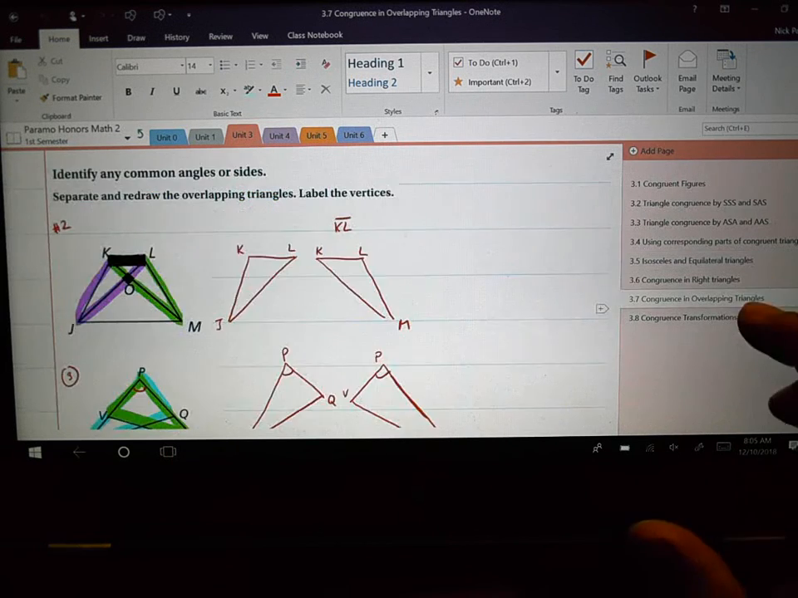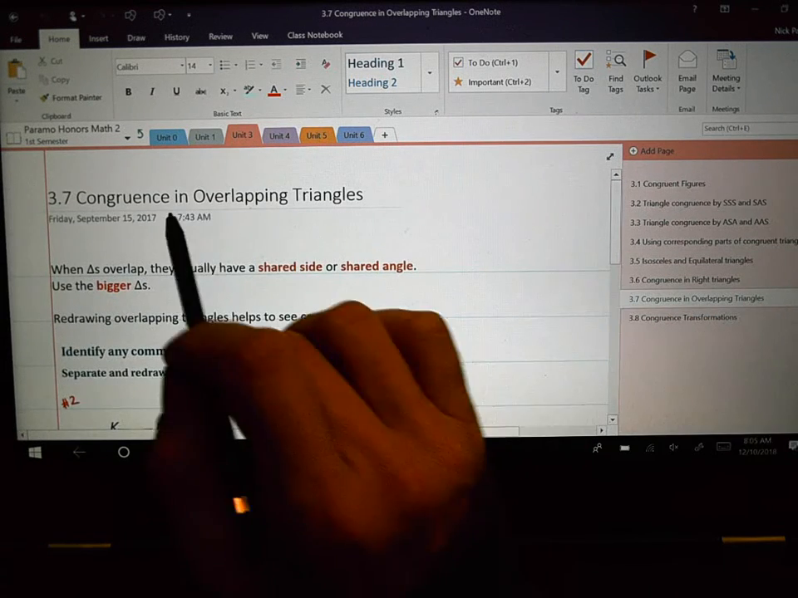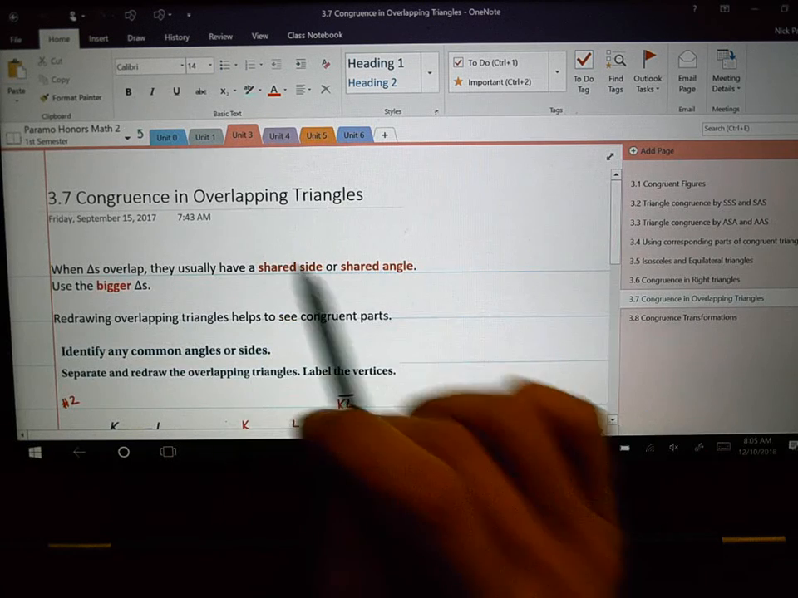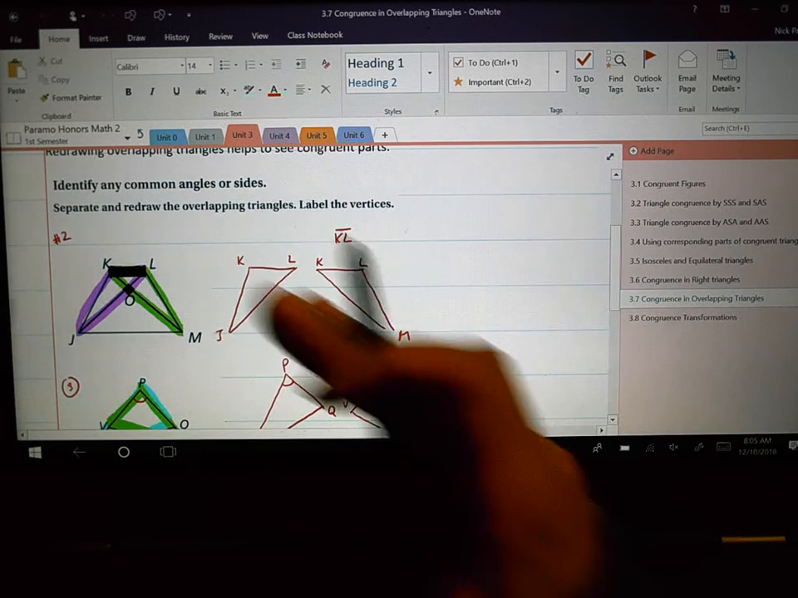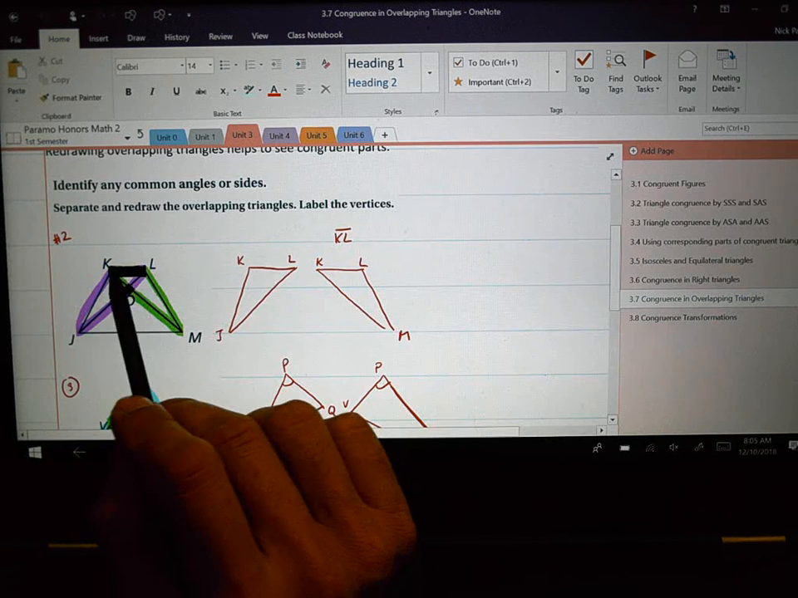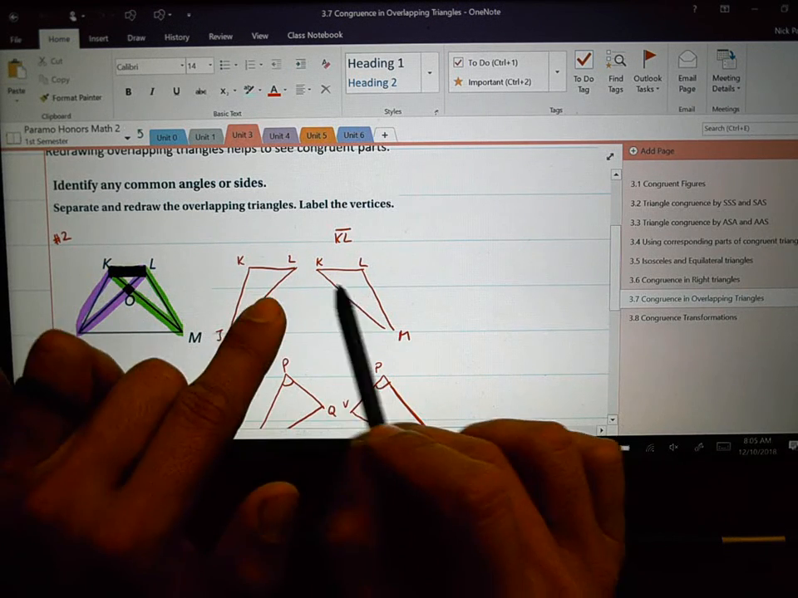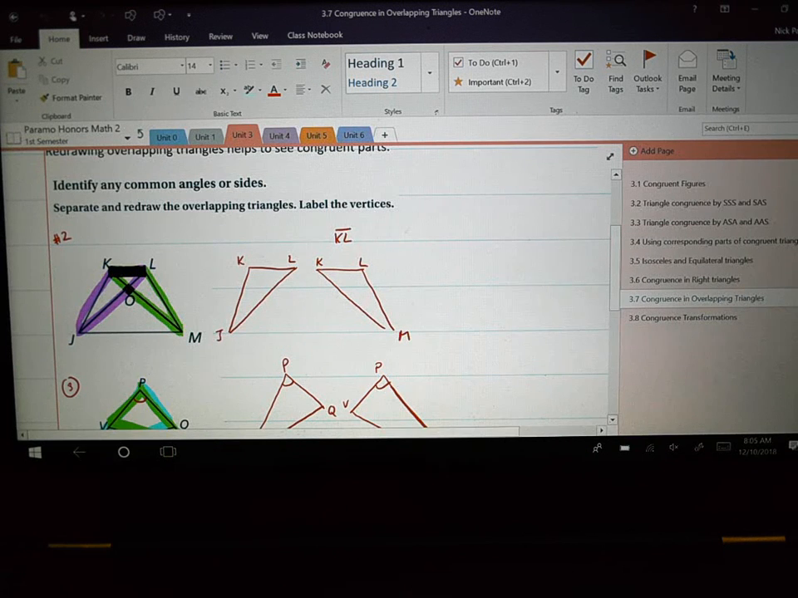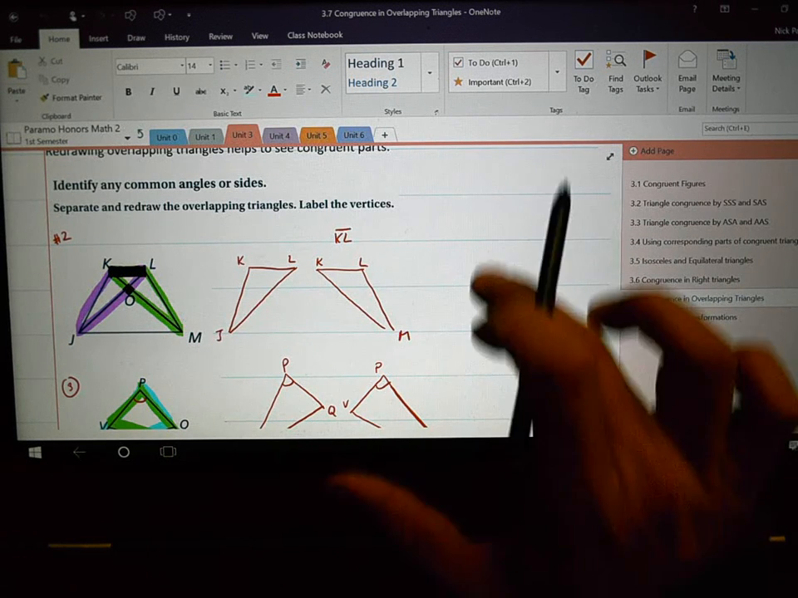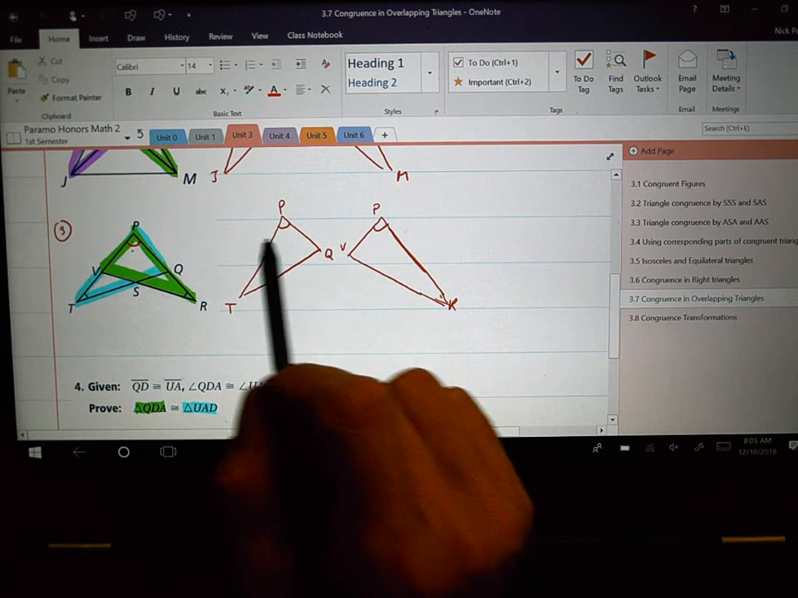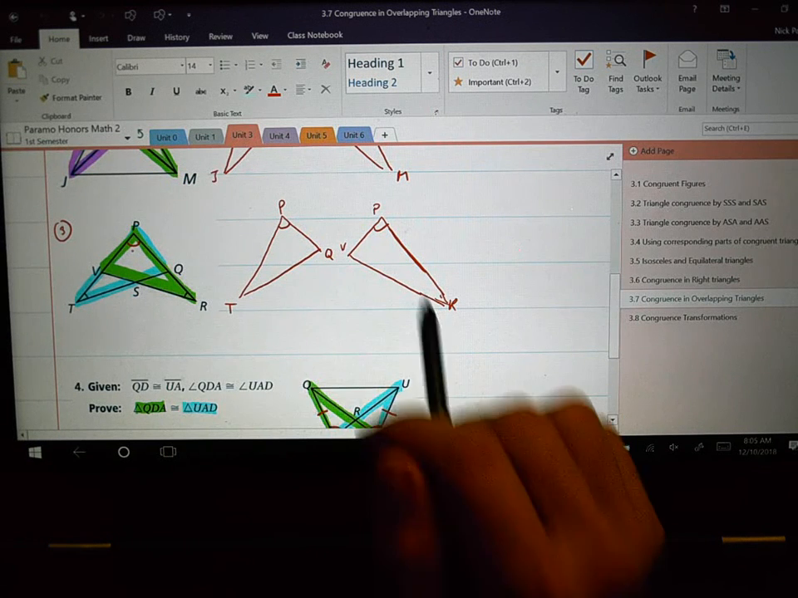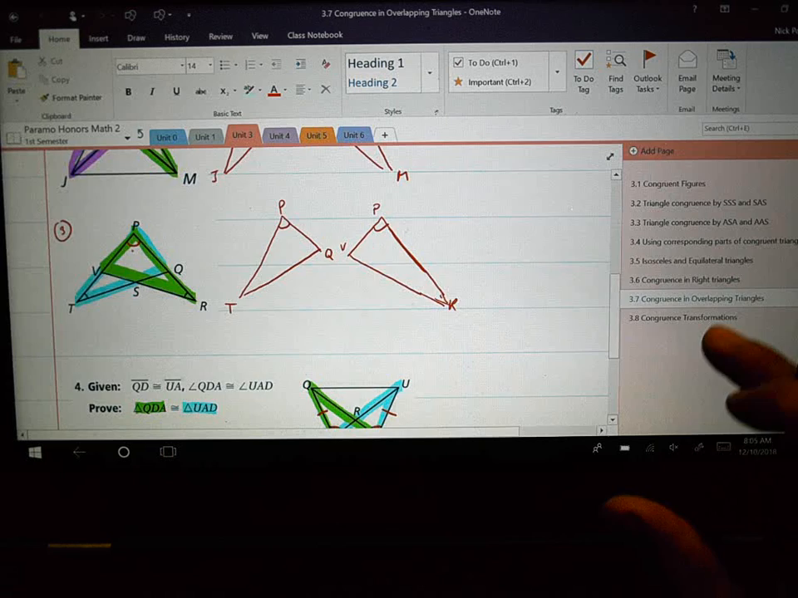The only other thing we had to do was pay attention in case there were overlapping triangles. If there were overlapping triangles, sometimes there's a shared side, and it's hard to see it when they're overlapping, but if you spread them out, a lot of times that will help. When there's a shared angle, sometimes it's hard to see it, but we use that even in Unit 6.